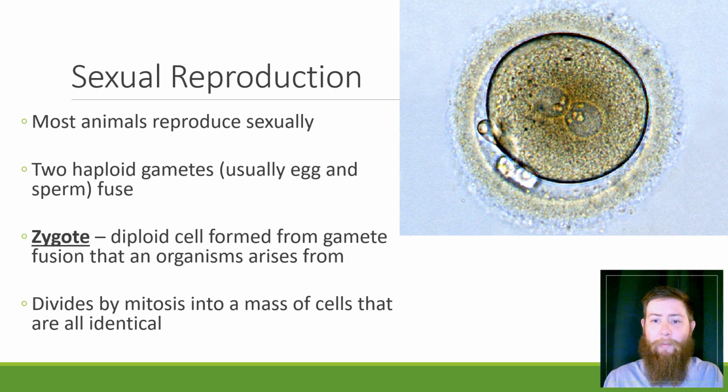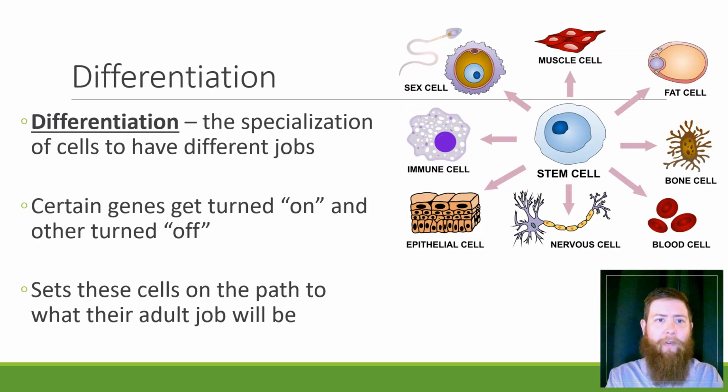Like I said, most animals reproduce or have the capability to reproduce sexually. This happens when we have two gametes, usually egg and sperm, that fuse. They form this structure here, the zygote, which is a diploid cell, meaning it has two copies of the chromosomes, formed from that gamete fusion. This will start to divide using mitosis, making a bunch of cells that are all identical, and then those cells will go through the process of differentiation.